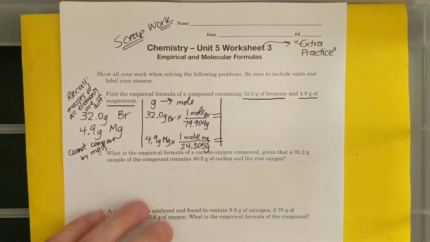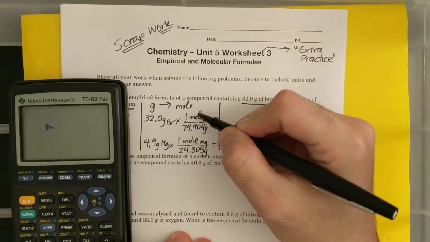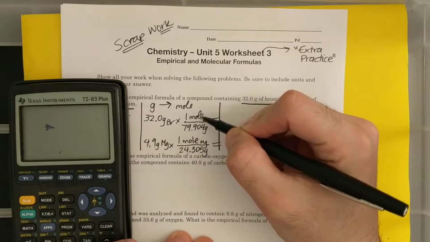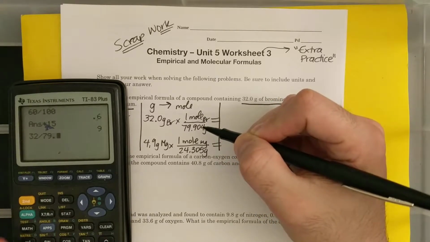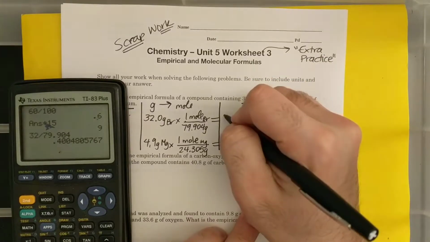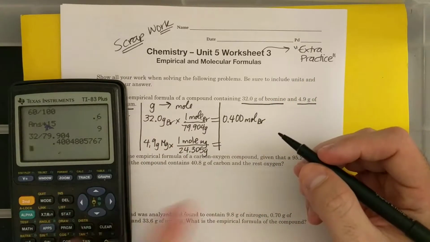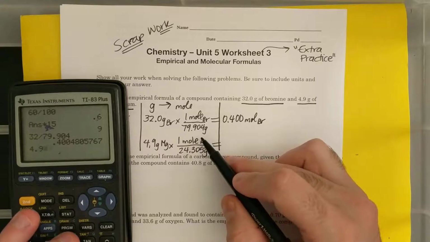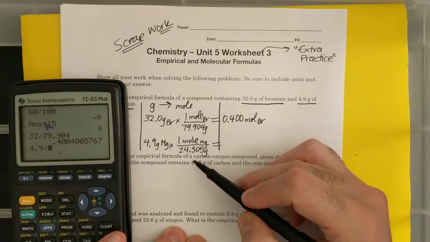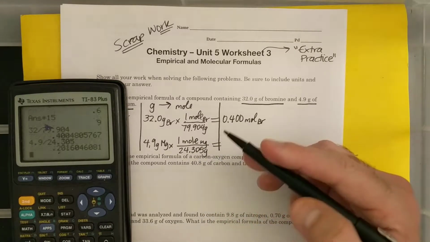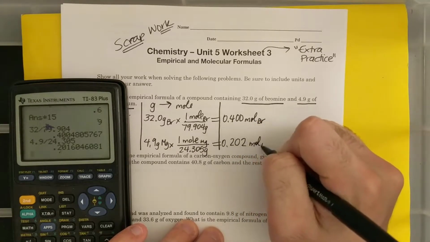Okay? Now, if I do the math involved here, I'm going to keep on saying this. You multiply by the top number, so 32 times 1, and then divide by the bottom number, or the denominator. So 32 divided by 79.904, and I get 0.400 moles of bromine. If I do my math here, 4.9 times 1, I know times 1 is itself, but 4.9 times 1 divided by 24.305, I get 0.202 moles of magnesium.